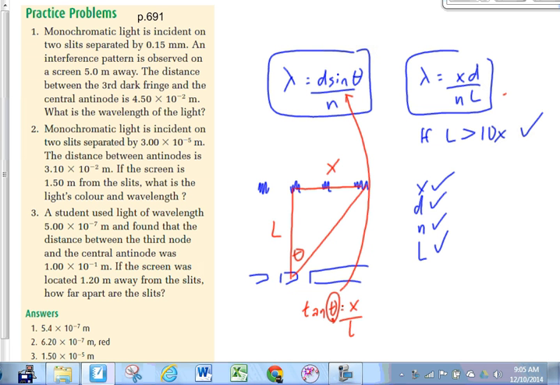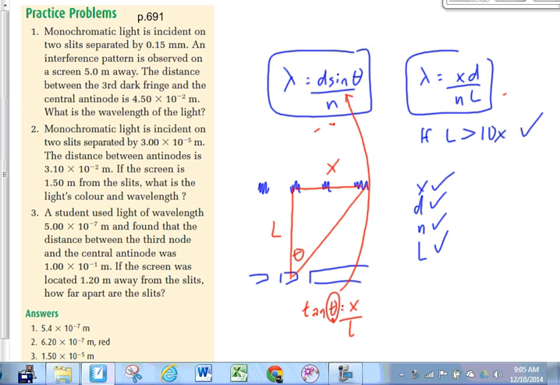Now, that only works if you're measuring it from the central maximum, right? It doesn't work if you're going from the third to the fourth order maximum, but you're not going to encounter a problem where you need to use this equation when you're dealing with the third and the fourth maximum. If you have to use this equation, you're going to be given the values as measured from the central maximum as opposed to from the third or the fourth order maximum. Make sense?